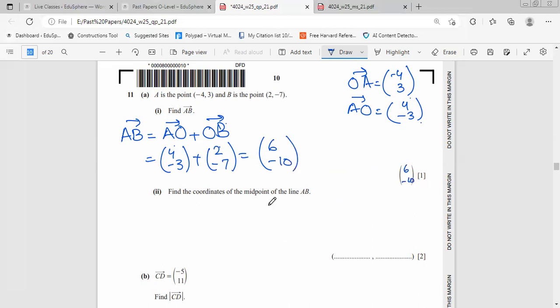Okay. Find the coordinates of the midpoint of the line AB. So for the midpoint, we know the formula is (x1 plus x2) by 2.